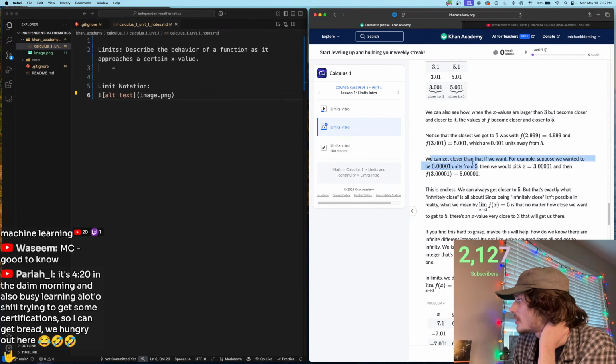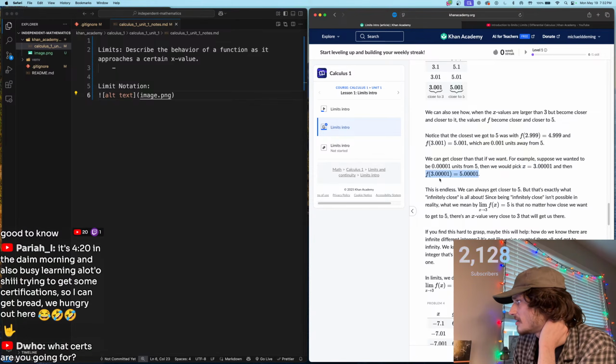For example, suppose we want to be 10 thousandths of a unit, or 100 thousandths of a unit away, whatever, from 5. Then we would pick x equals 3.00001.